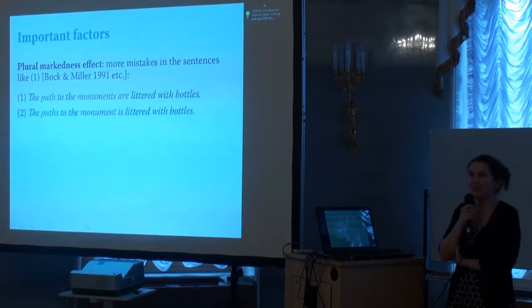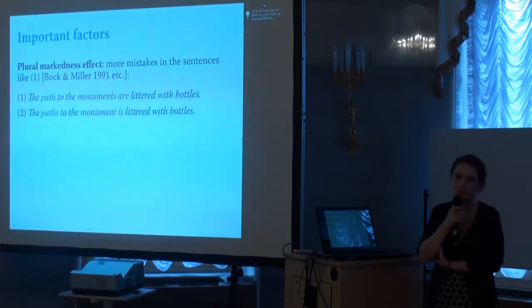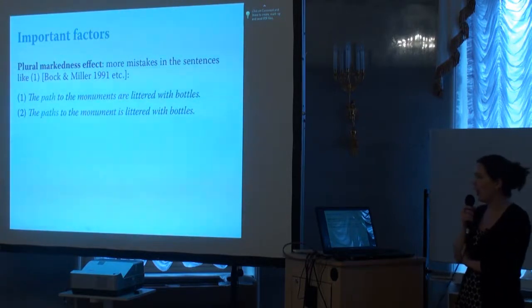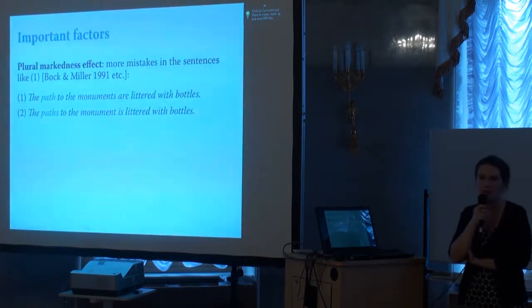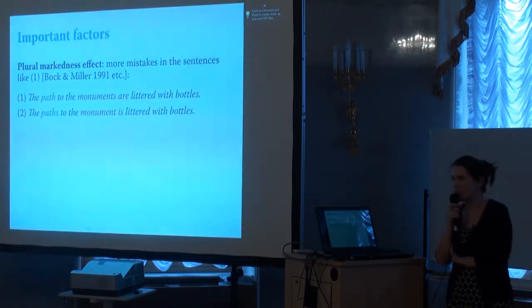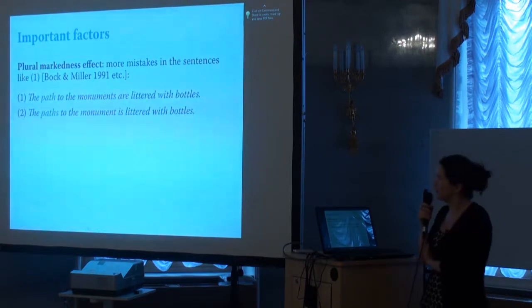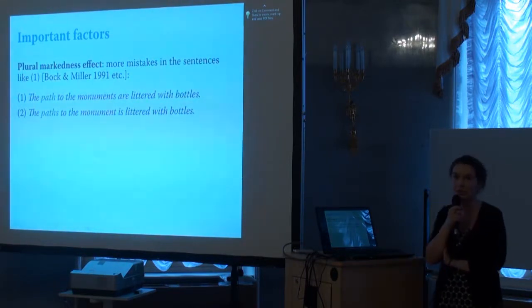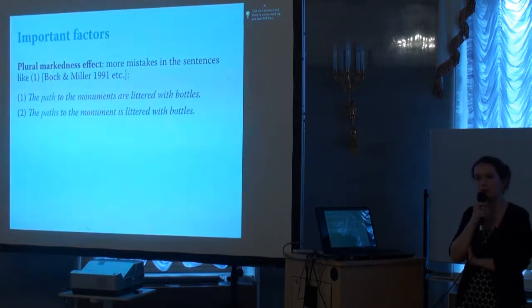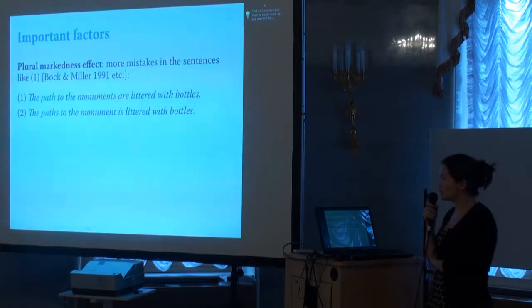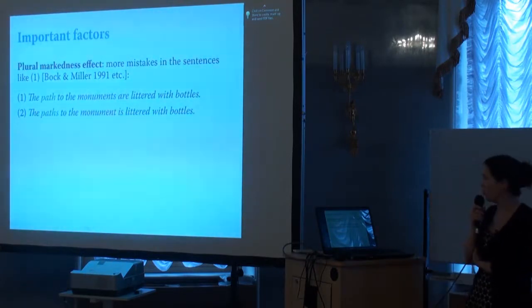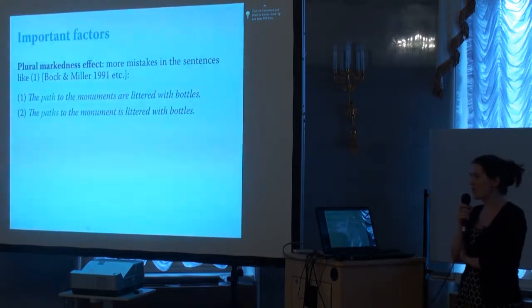So, as I said, there were a lot of experiments on these mistakes. I'm going to talk about some important factors that were identified in these experiments. And we'll try to speculate a little bit what this tells us about how agreement works in real time and how features are represented. So the first thing that was reliably detected in all studies and all studied languages is the so-called plural markedness effect.